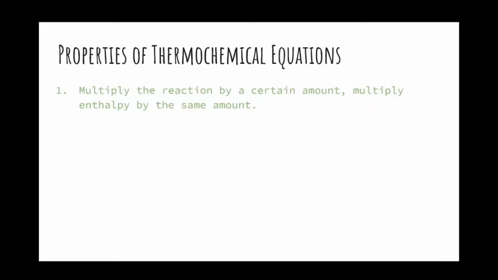There are two things that we need to remember when we're looking at thermochemical equations. The first thing is that if we multiply the reaction by a certain amount, we want to make sure that we multiply the enthalpy by the same amount. So I'm going to go ahead and give you an example. We've actually looked at this equation before already. We have some solid carbon, it reacts with some oxygen, and it produces carbon dioxide. And our delta H is a negative 393.5 kilojoules. Remember that negative means that energy is being released, so this is an exothermic reaction.